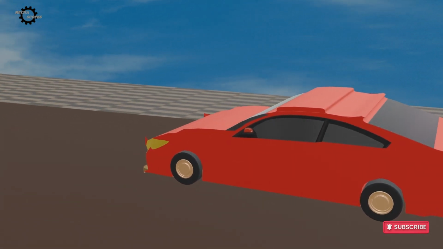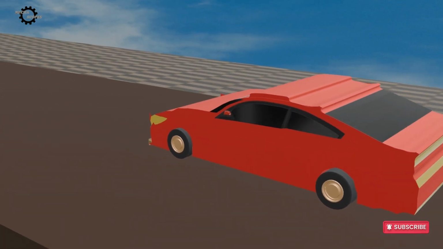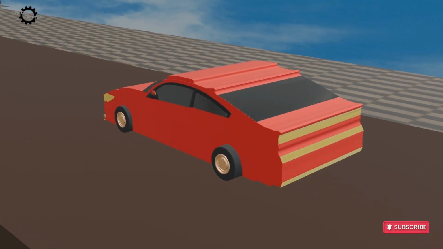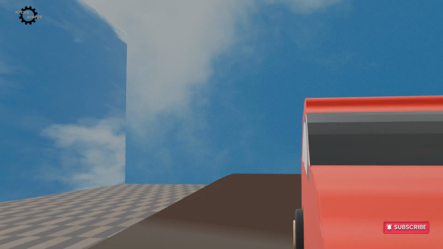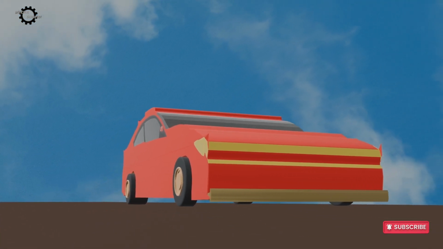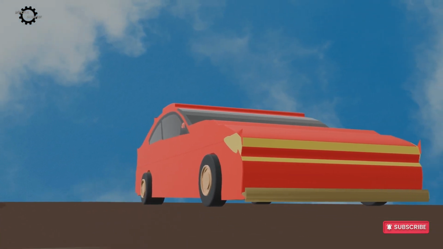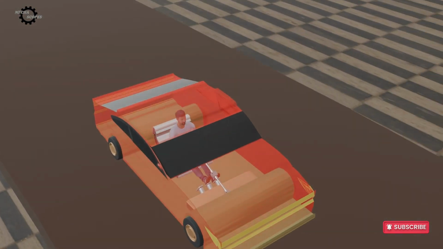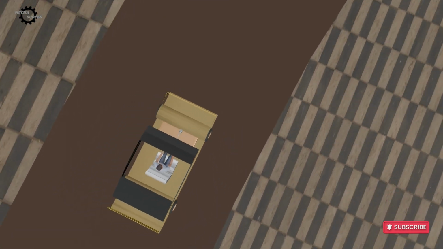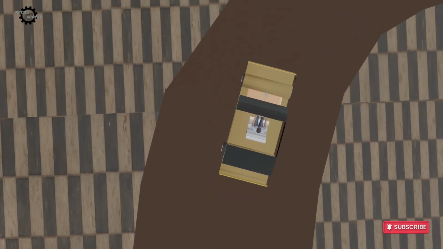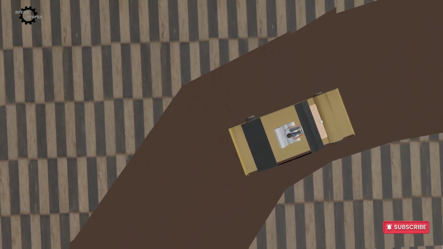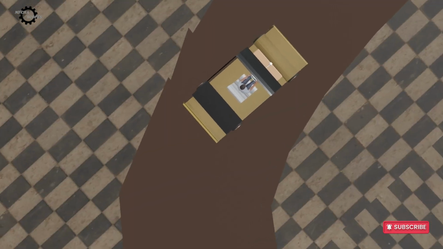When a driver turns the steering wheel, the vehicle changes direction. This seems simple from outside, but inside there is a system of mechanical components that transfer the driver's input to the front wheels. In this animation, we'll explore the complete steering system and see how rotational movement from the steering wheel becomes the turning motion of the wheels.